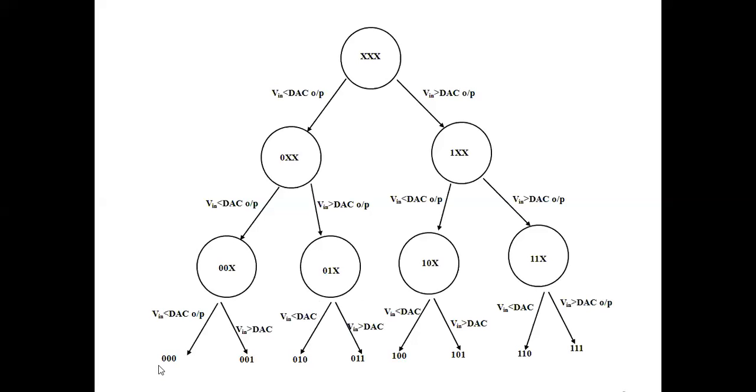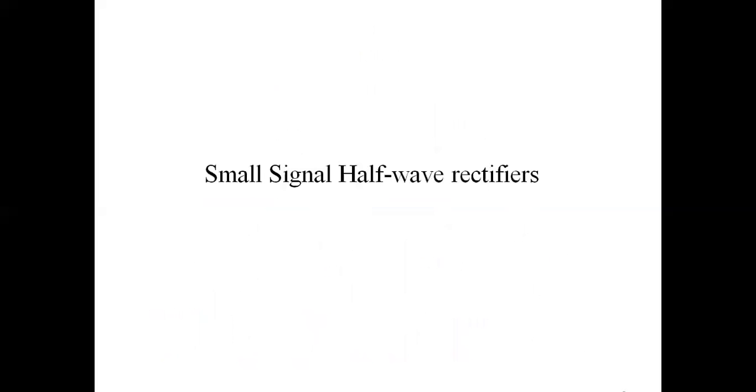In this way, all possible combinations, that is 0 to 7, can be verified according to whatever input we take. According to that, our successive approximation register will give the output at the latch. This is regarding the successive approximation type of A to D converter. Now we'll see the next topic, the small signal half wave rectifier.